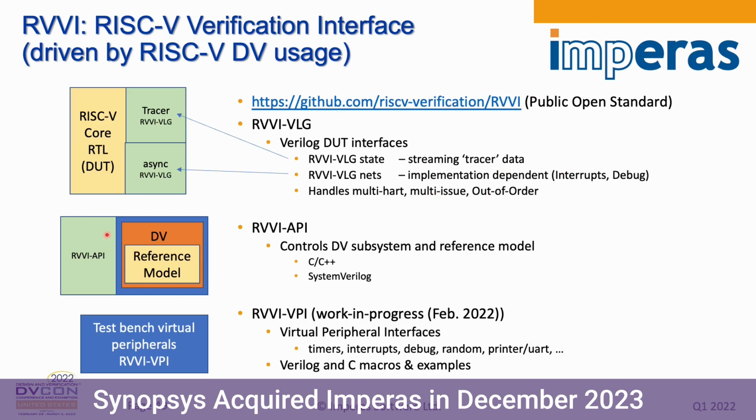Then the second half of it talks into the reference subsystem, which isn't just the reference model, it's a whole DV subsystem, and it controls it. And we're going to go through this in more detail. And the third area of RVVI, which is a work in progress at the moment, is to do with the peripherals, the virtual components that need to live in the test bench to do things like generate interrupts, control the debug port, maybe print messages to files or to consoles, and have timers. And these need to be available in a SystemVerilog environment, but also in ISSs and C test benches. So there are several components as part of RVVI.